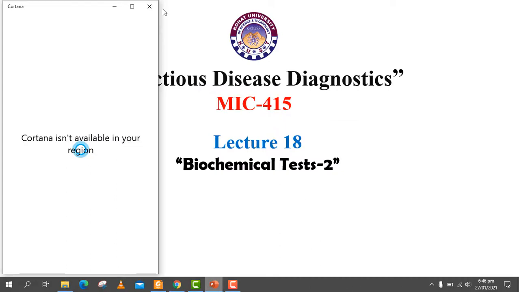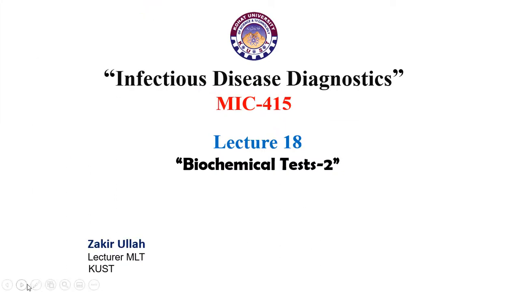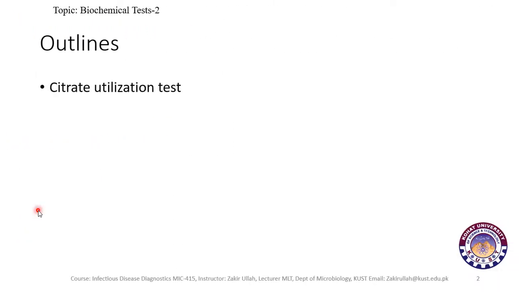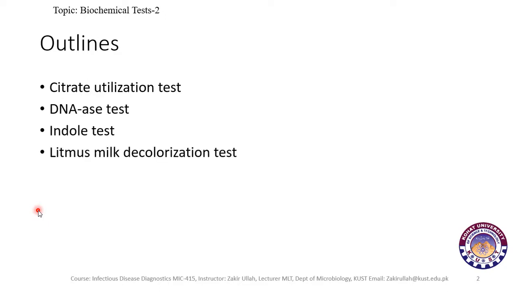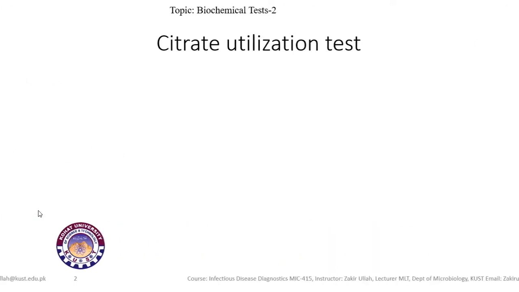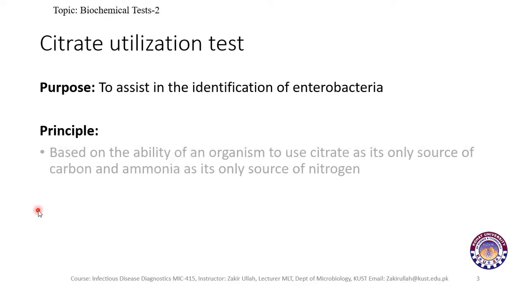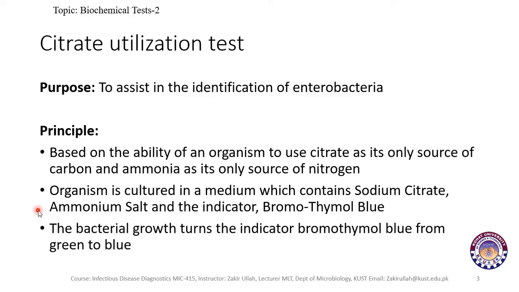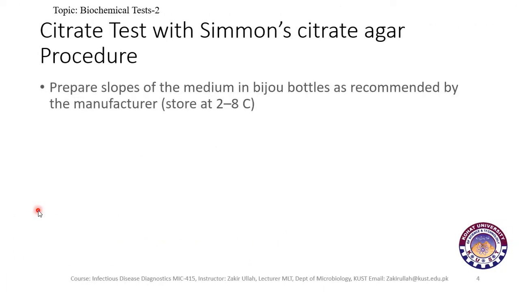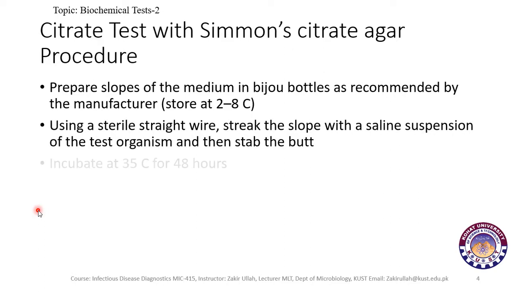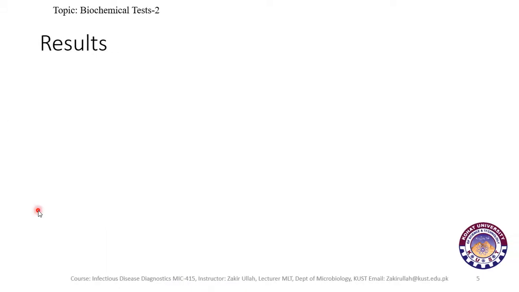In the second lecture of these biochemical tests, we discussed the other 3-4 tests: the citrate test, the DNase test, indole, and the litmus milk decolorization. The citrate utilization test is needed for the identification and differentiation among the different types of enterobacteria, and it is performed on Simmons citrate agar, and also with different methods such as tablets.